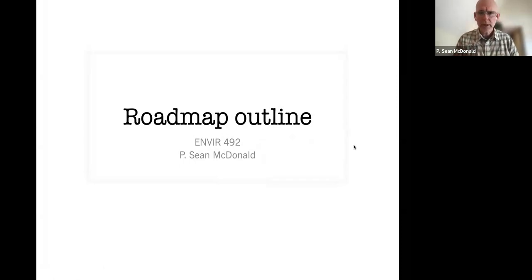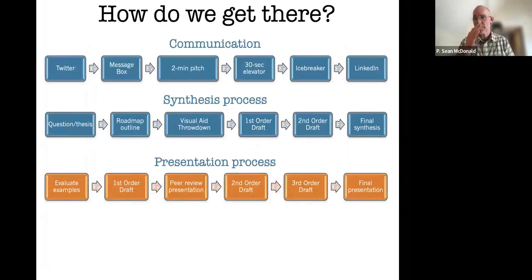Just as a reminder, we're doing everything in sort of stepwise fashion. It's all iterative, it's all building. And so, we've talked a little bit about communication through the message box and 2-minute pitch. We've talked a bit about synthesis already, and this roadmap outline and the visual aid throwdown are two beginning parts of that process. And of course, we've talked about the presentation process too, evaluating examples, and we'll get into other portions of that soon. But of course, for the synthesis, we really do want to focus some attention on this roadmap outline.